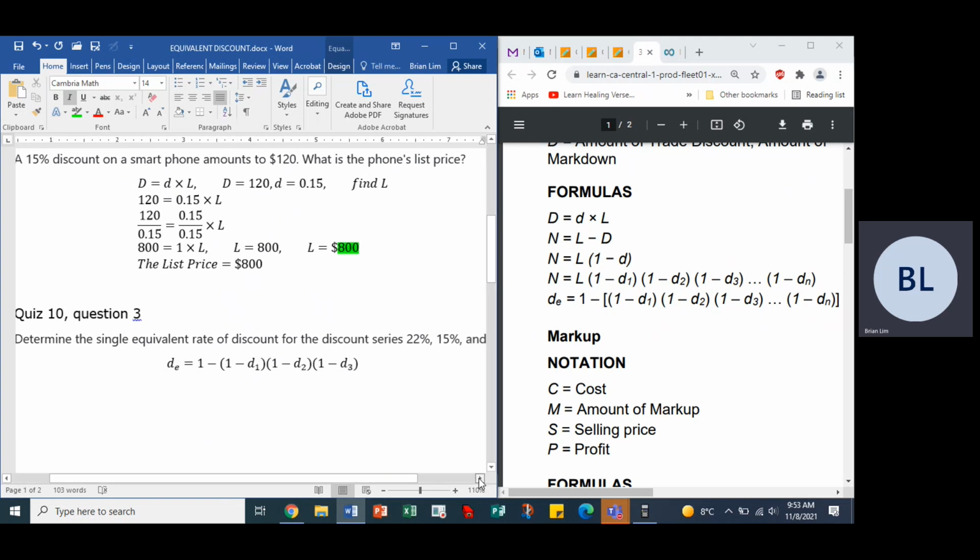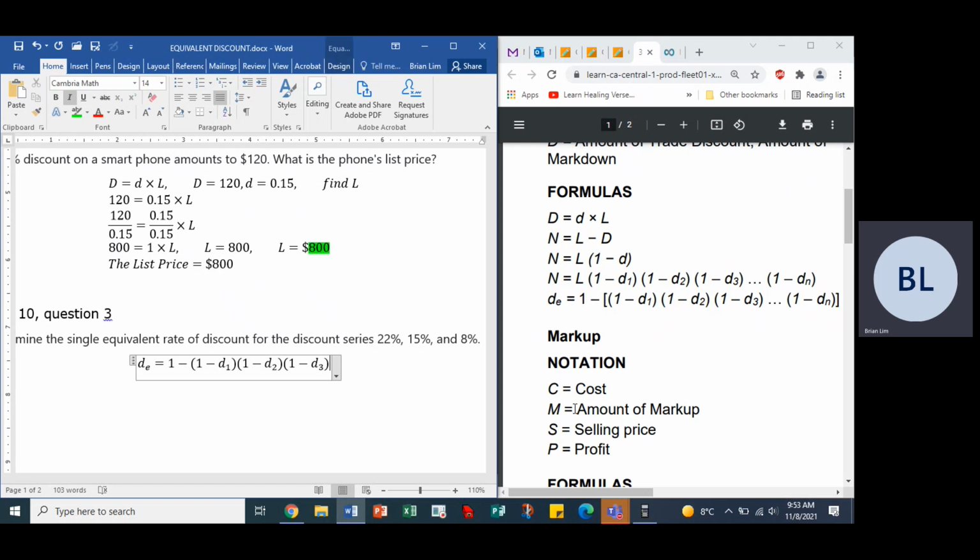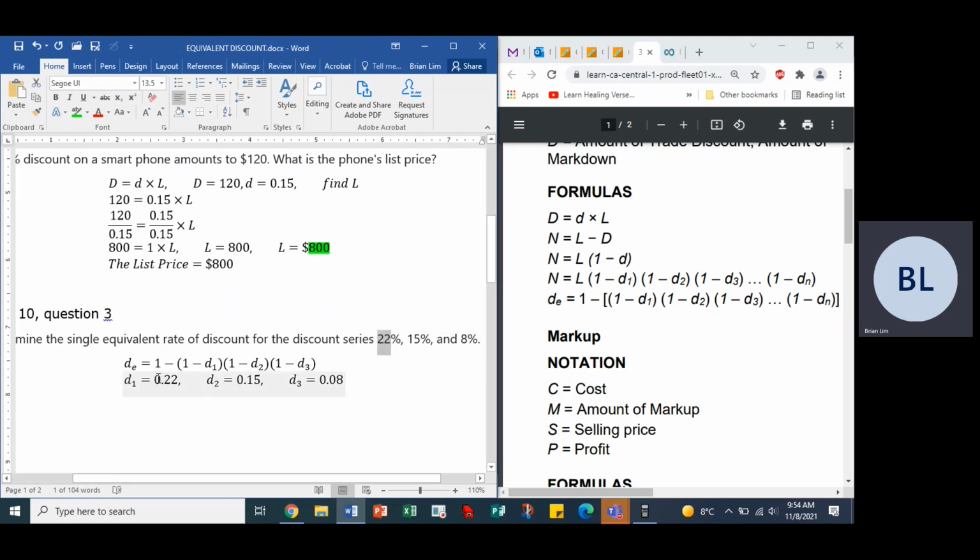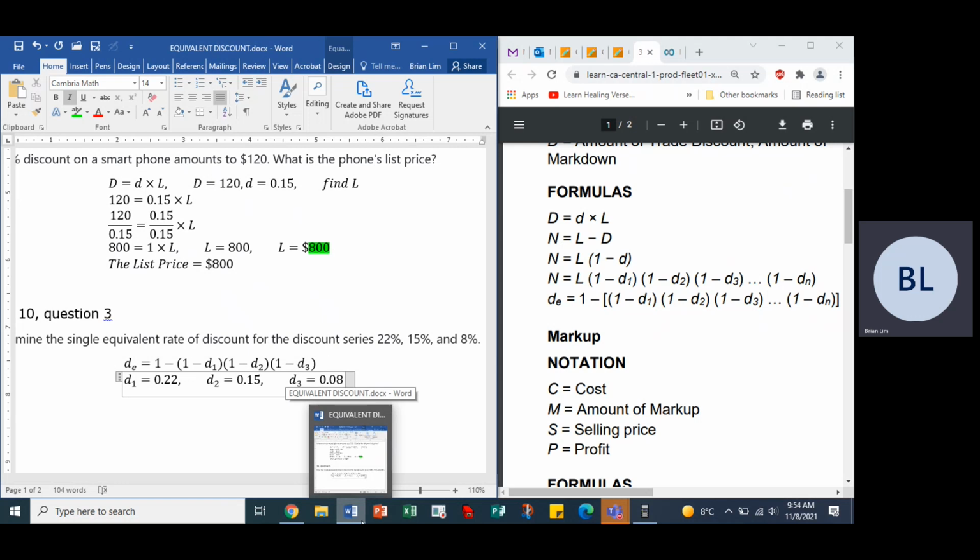So what do we want to know here? Well, we have to know what D1, D2, and D3 are. D1 is equal to 0.22, right? D2 is equal to 0.15, and D3 is equal to 0.08. The 22% becomes 0.22 here, the 15 becomes 0.15, and 8%, we divide that by 100, we'll get 0.08.